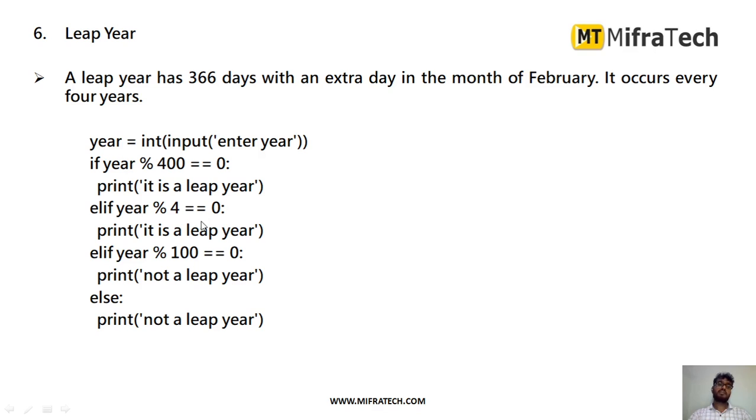If the given year is divisible by 4 and I get remainder 0, that is also a leap year. Then I check one more condition: if the given year divided by 100 also gives remainder 0, that is not a leap year. Else, if it satisfies none of these conditions, it is not a leap year. Like this, by entering a year you can check whether the entered year is a leap year or not.